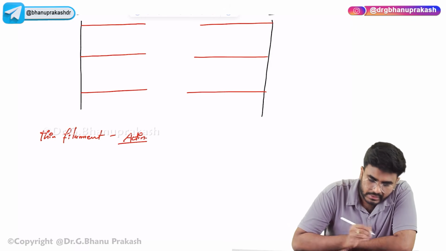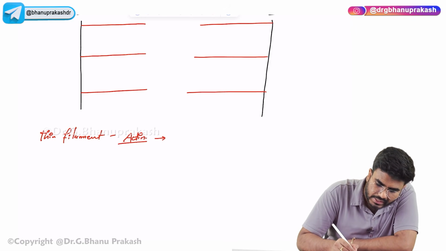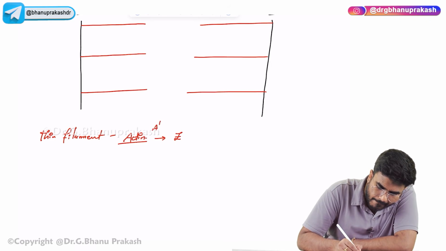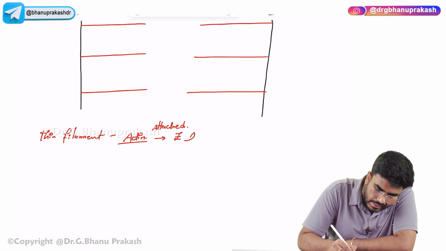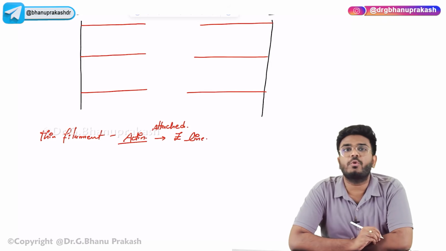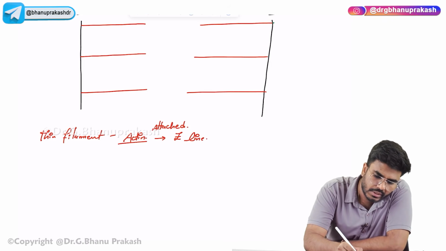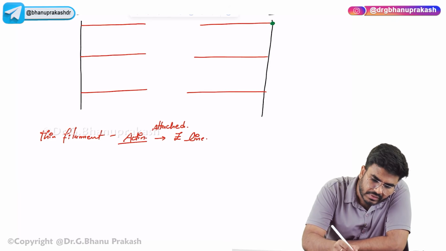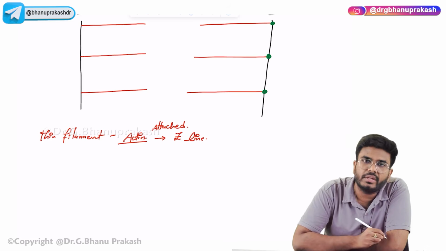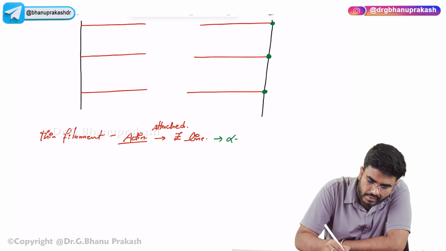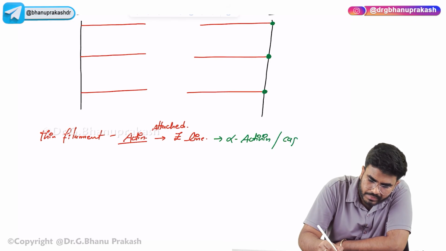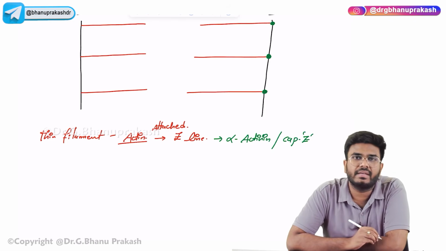Now tell me, actin is attached with what? Actin is attached with the Z line. With the help of which protein? That's the MCQ. So actin is attaching with the Z line with a protein. What is this protein? This protein is called alpha actinin or CAP-Z protein.